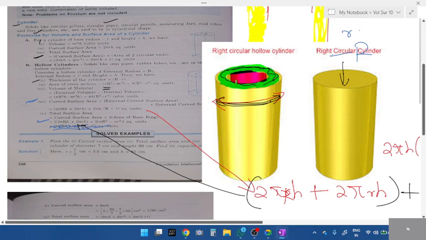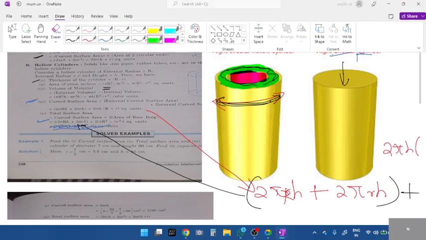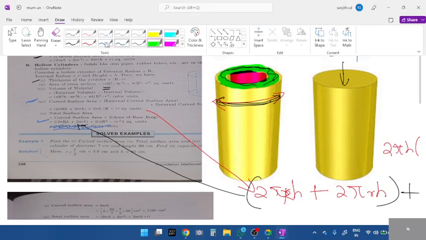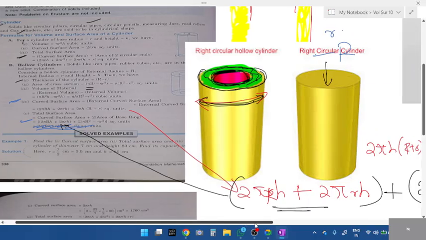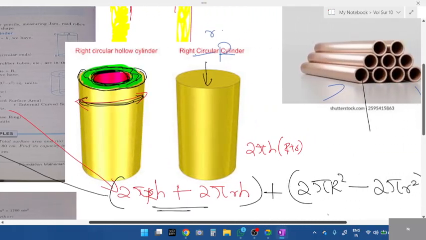So in order to touch the green, we subtract the bigger circular part minus the smaller circular one. Look at the black one. The bigger one minus the smaller one. So for curved surface area, I'll add it. When it comes to total surface area, subtract this. Plus subtract the area.